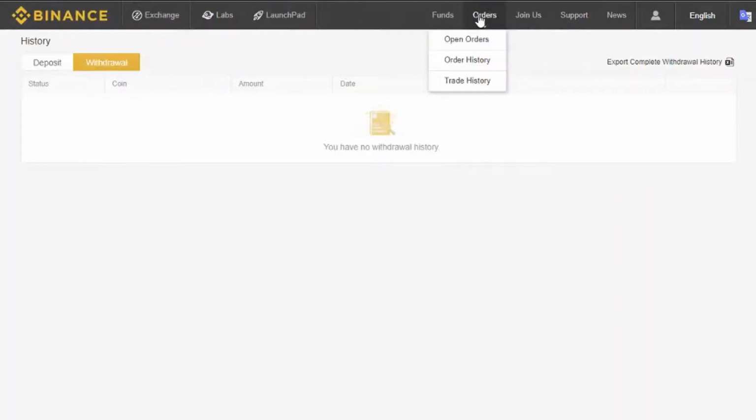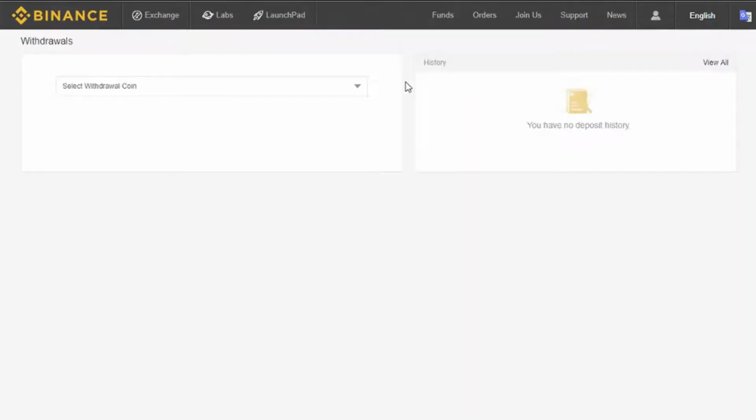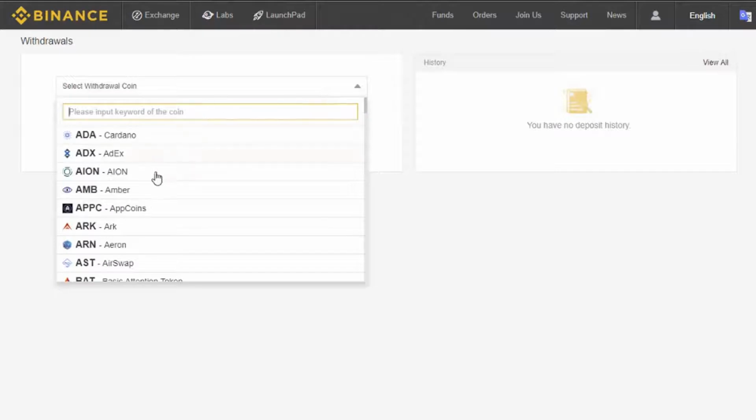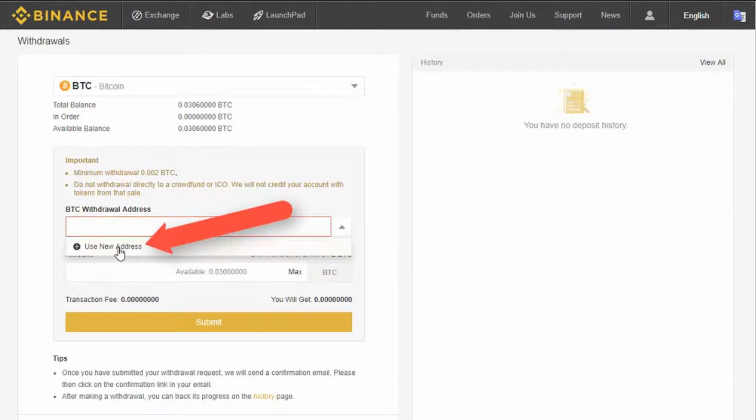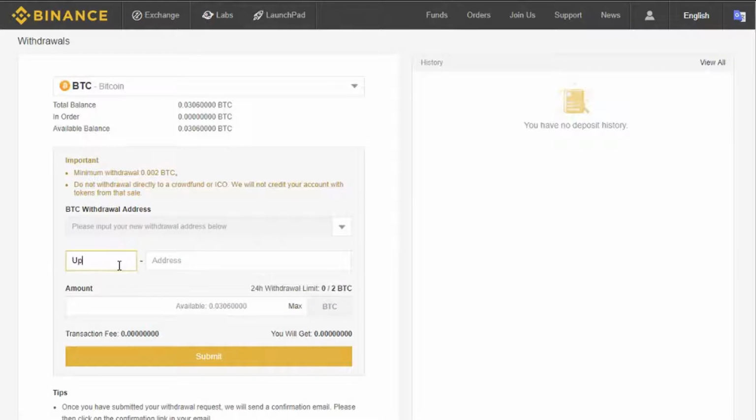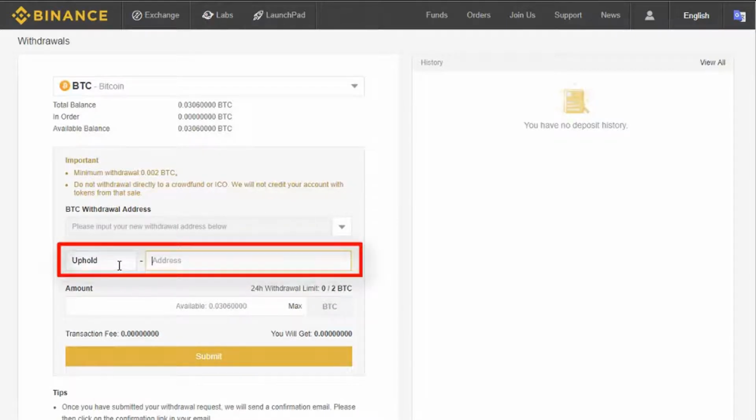Now when you do withdrawals, you want to select which coin you've got. In this case, we have that. Which address? We need to use a new address. So we'll go over here and set up a label, like we could say our Uphold account, and the address there, that long string of digits.